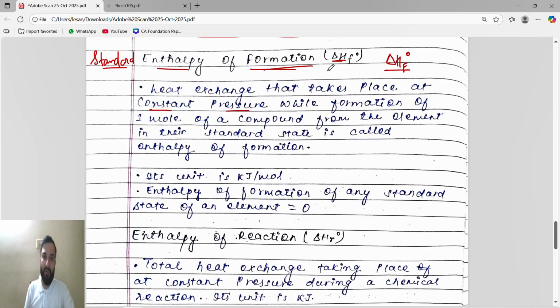So enthalpy of formation, we are forming the product. Enthalpy means heat exchange will happen. So heat exchange that takes place at constant pressure during formation of what? Standard means 1 mole. Guys, don't forget to write the 1 mole if we are using the standard. Otherwise, if you forget to write the mole, it will become moi.